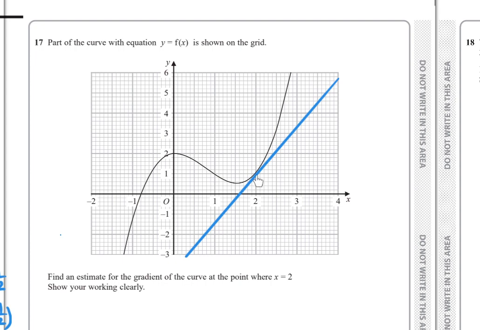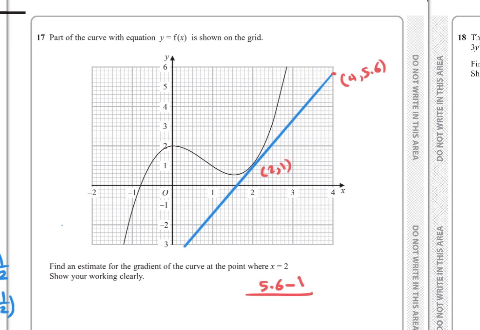The first point is 2 and 1. You can take the second point as 4 and 5.6. Now the gradient is y2 minus y1, so 5.6 minus 1, over x2 minus x1, 4 minus 2, which equals 2.3.